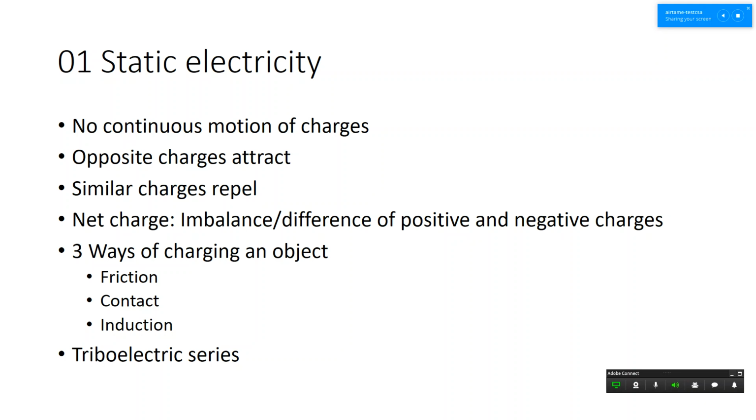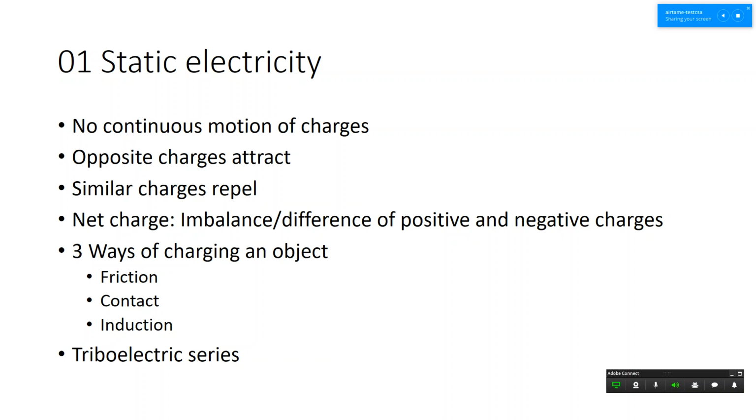There are three ways to charge an object. If you guys remember, there was friction, induction, and conduction. And it's all about applying these three methods to solving how something becomes charged. And remember, we used this chart called the triboelectric series to see, if two things were rubbed together, which one is going to become positive, which one's going to become negative.